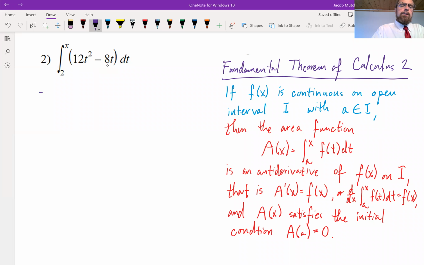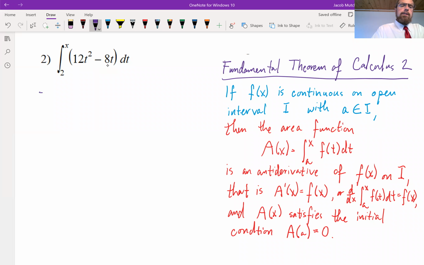So at this point, I'm ready to substitute in my limits of integration and simplify. So 12 times 1/3 is going to be 4. And then I want to start substituting in. So I've got x as my upper limit of integration, so I'm substituting that for t. So that's 4x cubed. I see that 8 times 1/2 is also 4, so minus 4x squared, substituted in for t squared.